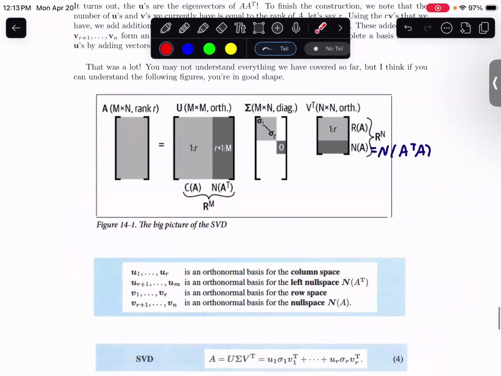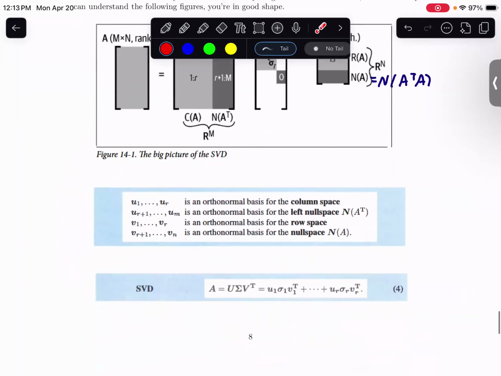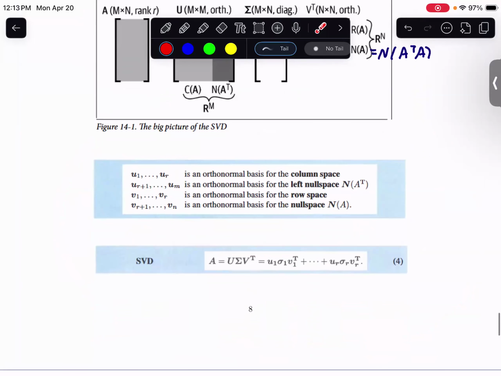So these U1 to UR, where R is the rank, are a basis for the column space. Then you have the complement, which is the left null space. V consists of the row space and the null space, pretty much. So it's just what I've been saying. And this perspective will come in handy later today when we're doing principal component analysis.